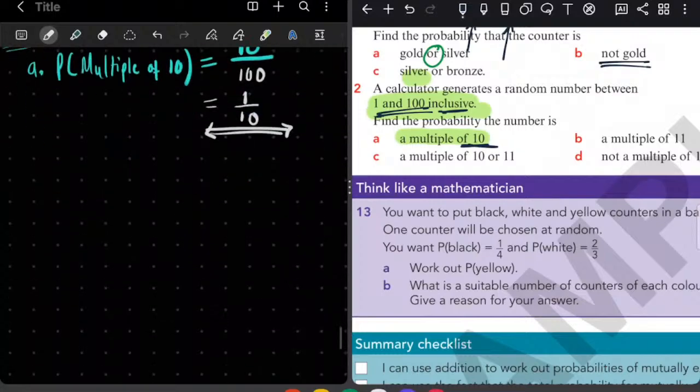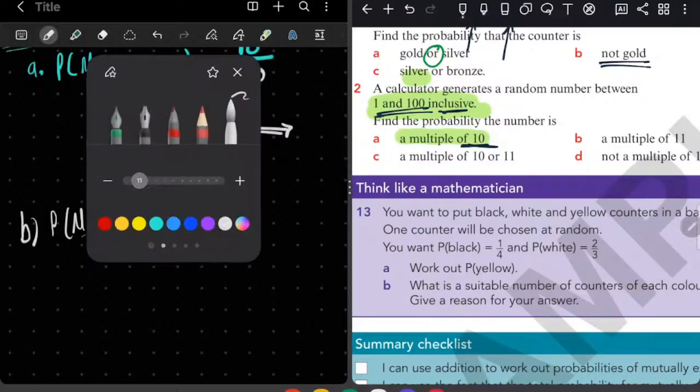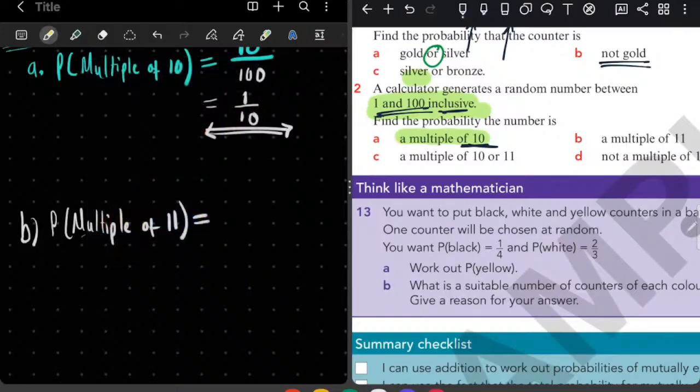Right. Let's do part B, class. Part B says probability of multiple of 11. How do we find this one? Multiple of 11. How do we find this one? Yes, we find the number of things, the number of the multiples of 11. Let's put the multiples of 11. 11, 22, 33, 44, 55, 66, 77.